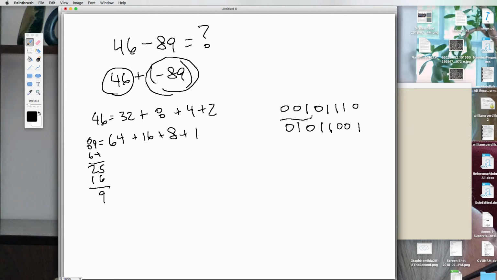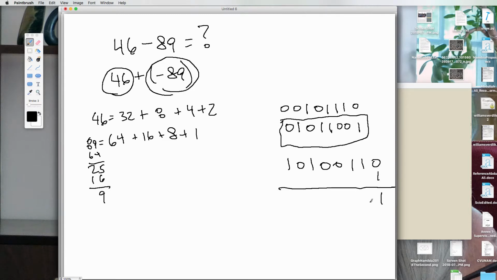But that's positive 89. I want negative 89. So I'm going to complement the bits: 1, 0, 1, 0, 0, 1, 1, 0. And I'm going to add 1 to it. And that gives me 1, 1, 1, 0, 0, 1, 0, 1. So this is equal to minus 89. And now what I'm going to do is go ahead and add these numbers together.